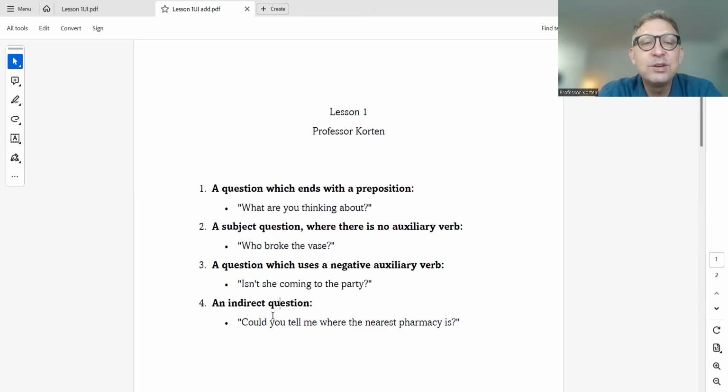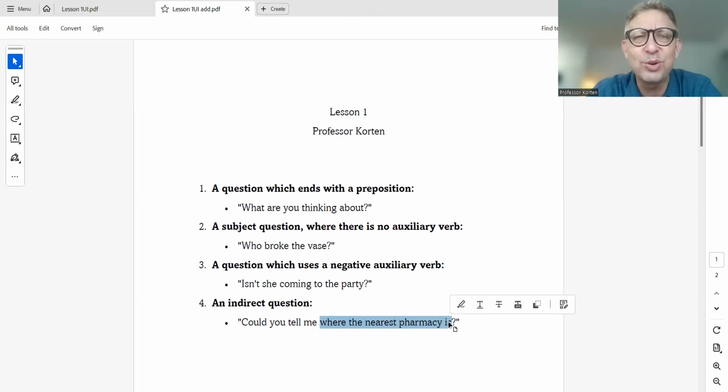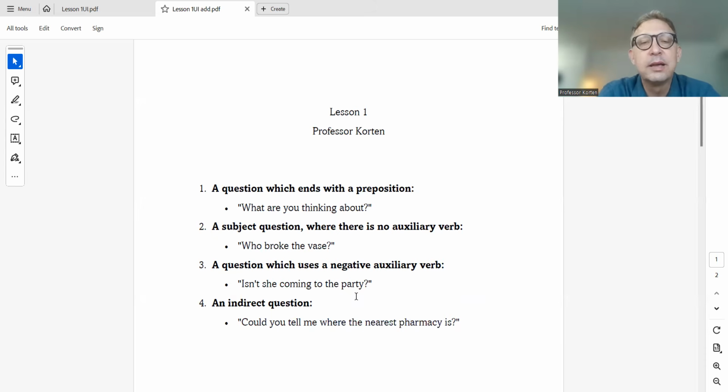And then an indirect question. Could you tell me where the nearest pharmacy is? We're going to look at indirect questions. Here's the direct question, but we have to invert the order. Where is the nearest pharmacy? But if we want to be a little bit more polite and we're asking a stranger on the street, an indirect question is your new friend. Could you tell me where the nearest pharmacy is? So the word order remains as it is in standard sentences.